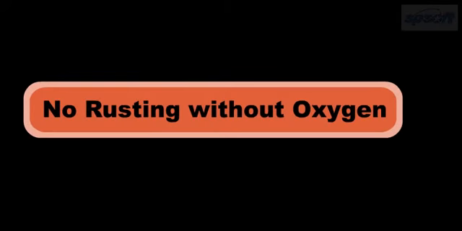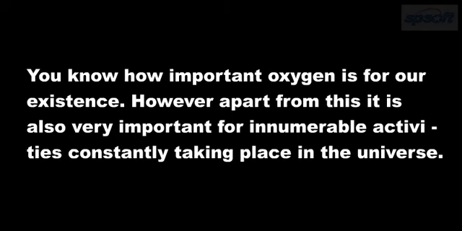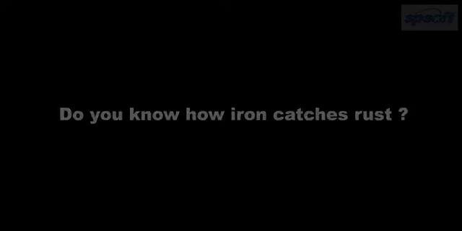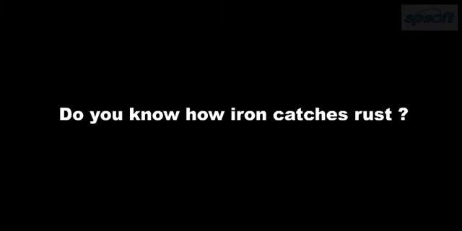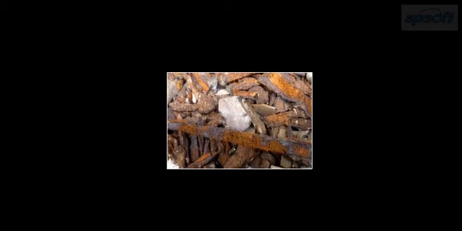No rusting without oxygen. You know how important oxygen is for existence. However, apart from this, it is also very important for innumerable activities constantly taking place in the universe. Let us see one of its examples. Do you know how iron catches rust? Rusting is in fact the oxidation of iron that takes place when oxygen reacts with moist iron.